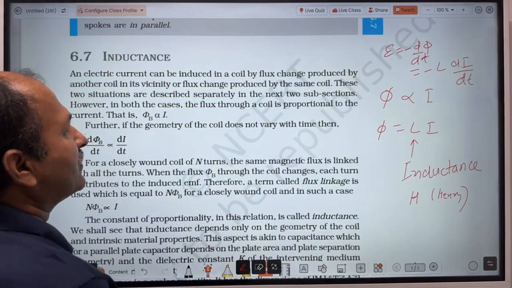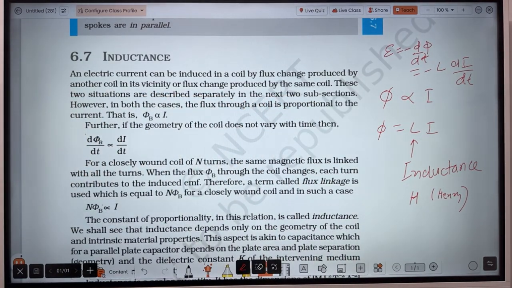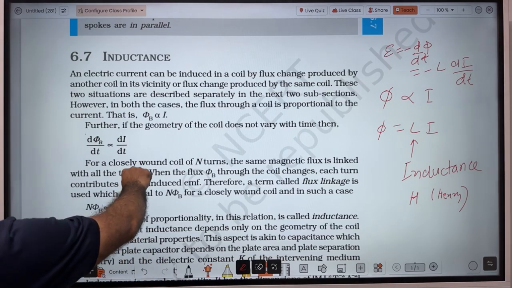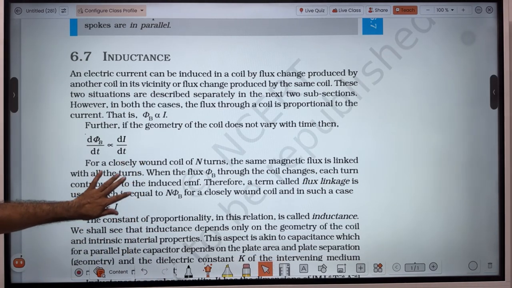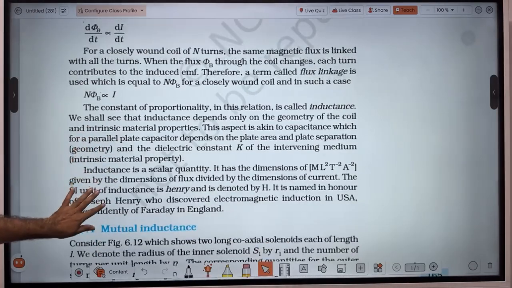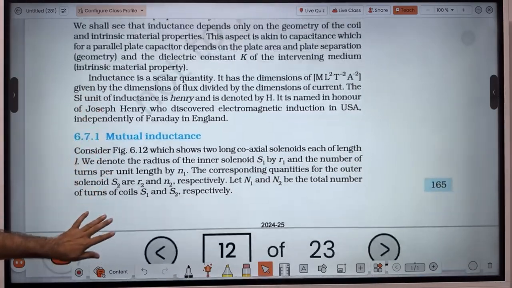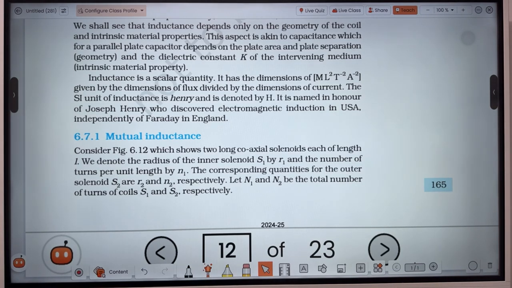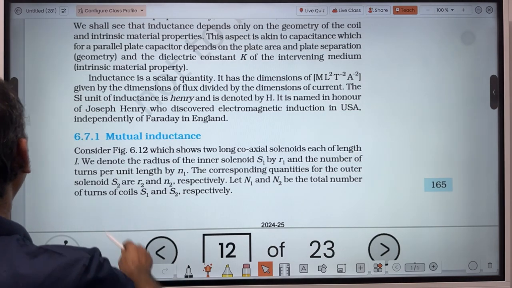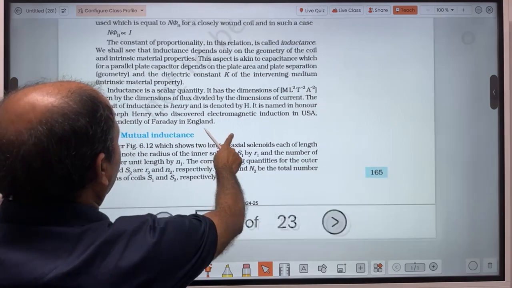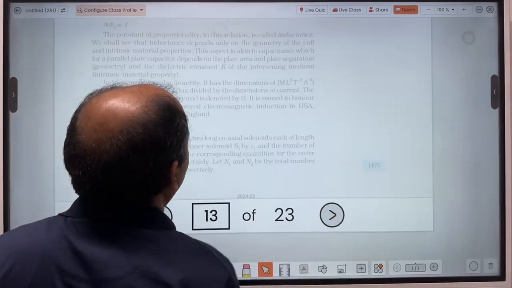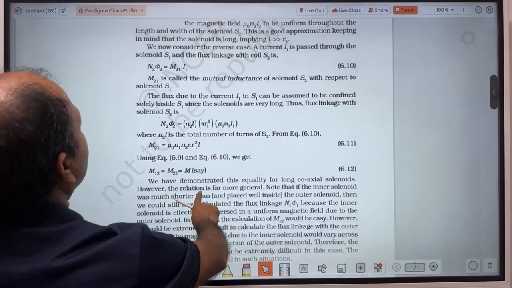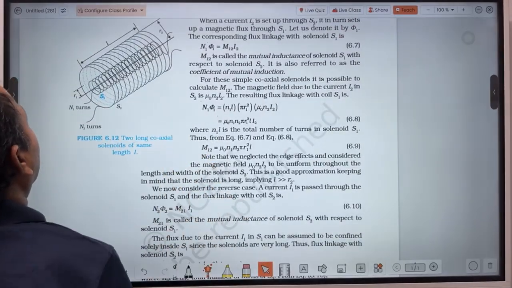If there are N turns, then we can say that Nφ_B equals LI, and then we can easily evaluate. We will see other cases soon. Now, mutual inductance. If there are two coils with the number of turns N1 and N2, and one carries current, then we can find the relation. So let's analyze it. First of all, let's see the diagram. This is an important derivation. You have to be very careful.